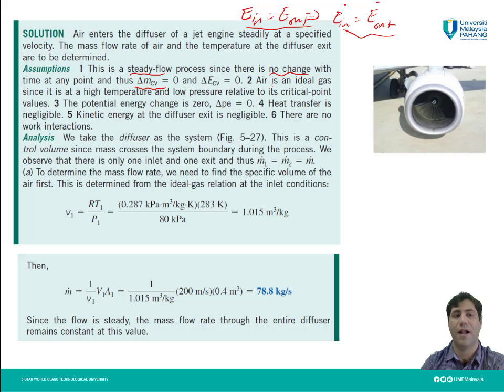And assumption number 2: air is an ideal gas, since it is at high temperature and low pressure relative to its critical point values. I have already discussed in a few examples that we can assume an ideal gas if the properties of that gas are far enough from the properties of that substance at the critical point. So we need to compare our pressure, temperature, and other properties of the gas, which is air here, with the critical values for these properties of air. If we do that, we will understand that the air here is an ideal gas, so we can use the ideal gas relations.